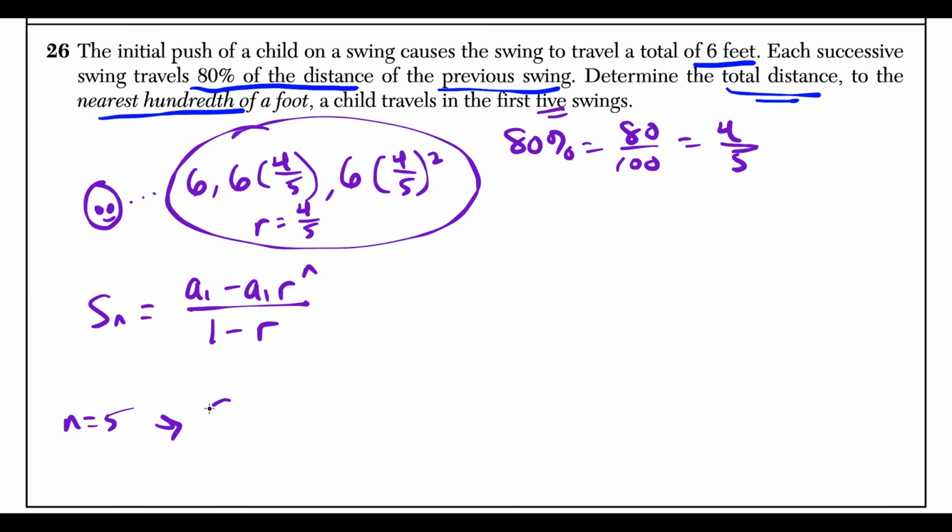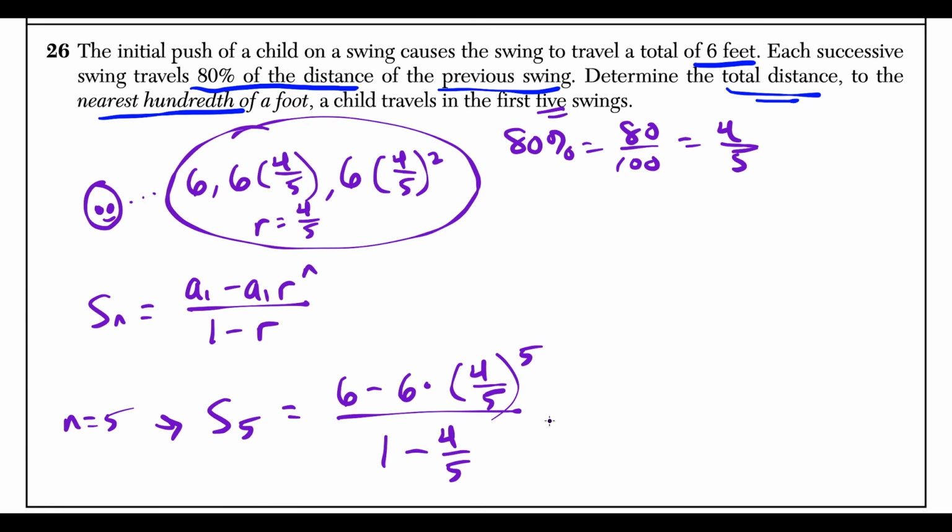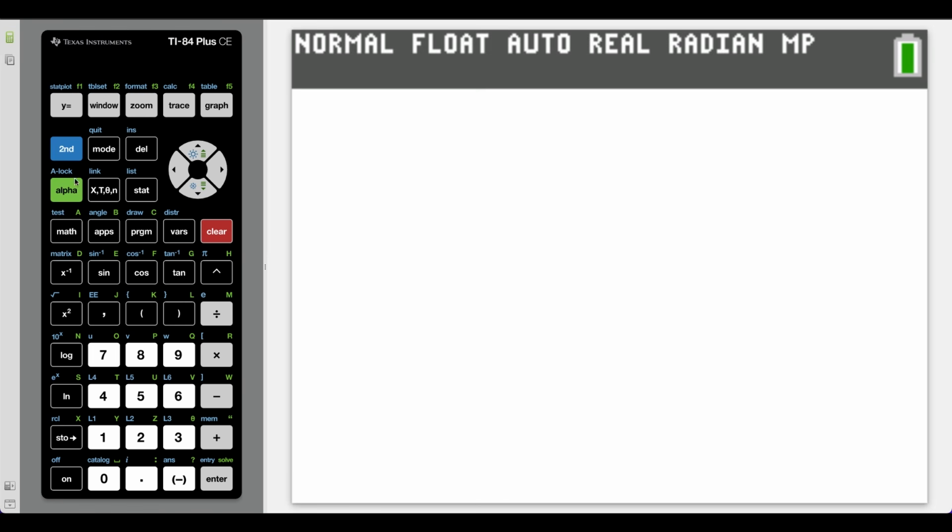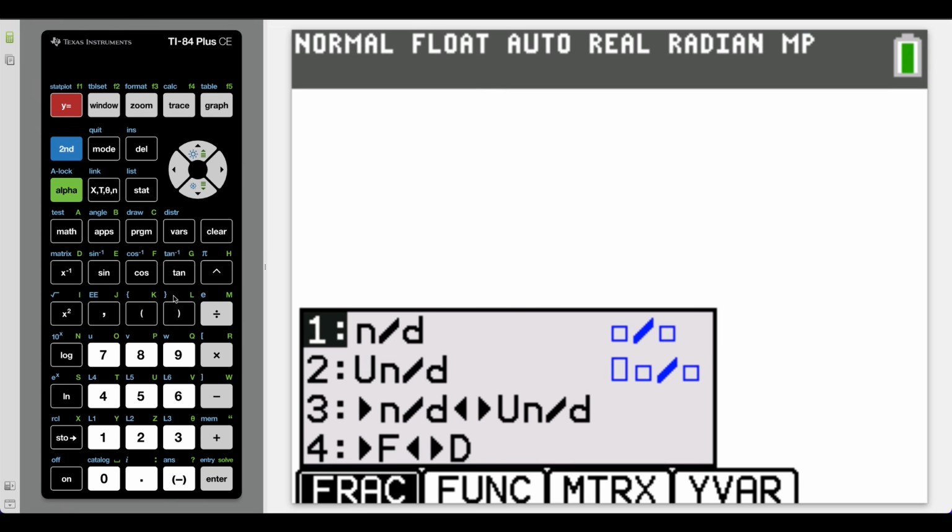To work this out, the sum of the first 5 terms is equal to the first term, which is 6, minus 6 times r, which we already said is 4/5. So we have 4/5 to the n power, and n is equal to 5, and we're dividing by 1 minus r, so we have 1 minus 4/5. Now the rest of this is just calculator work. For this one, I want to type in a fraction, so I can press alpha y equals enter.